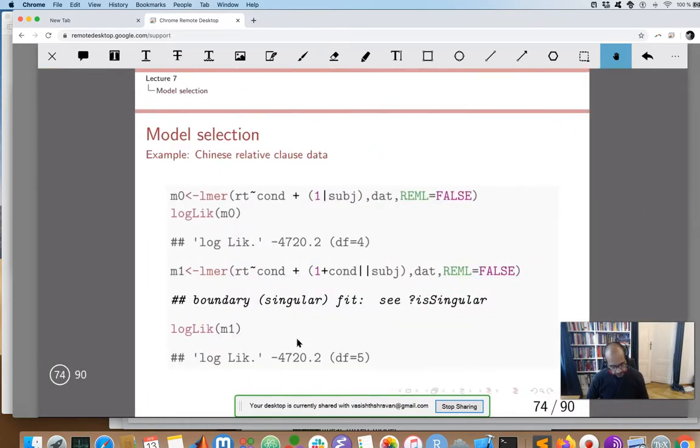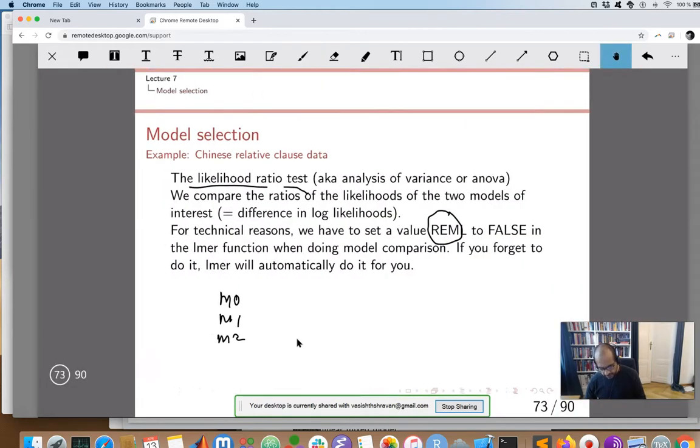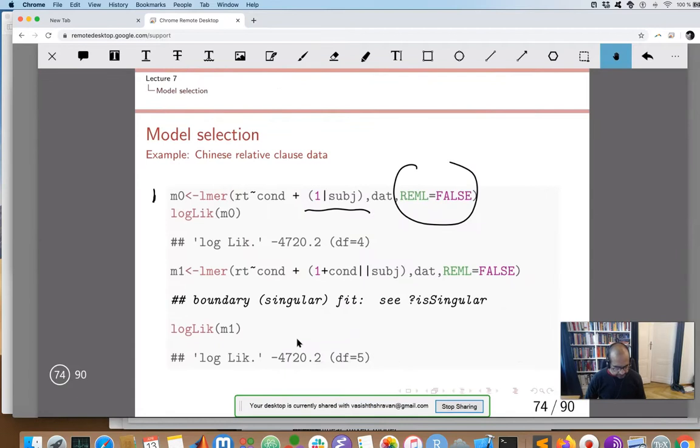So here we go. We've got the M0 model, that's the varying intercepts model. I've set REML equal to false. As I said, you should set it to false when you're doing these model comparison things. What I've done is I fit the model M0, then I extracted the log likelihood. If you remember the likelihood ratio test, I've extracted the log likelihood for this model, and that number is minus 4720.2.